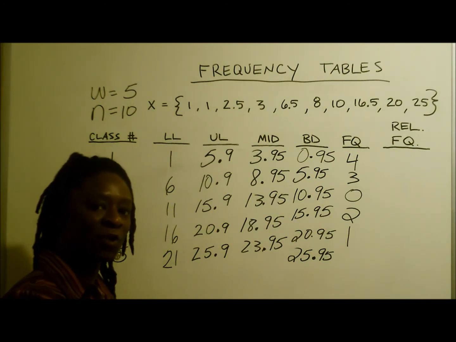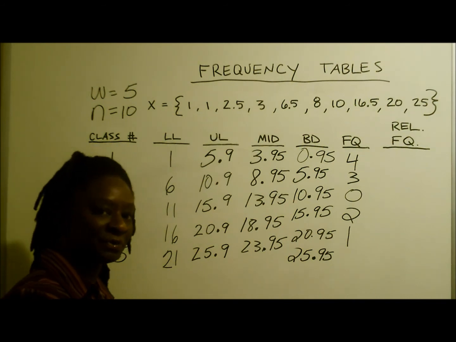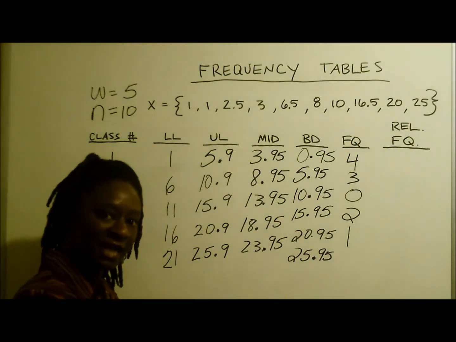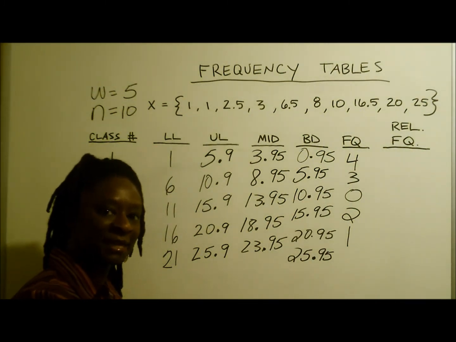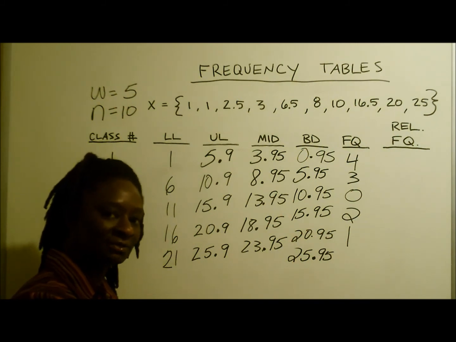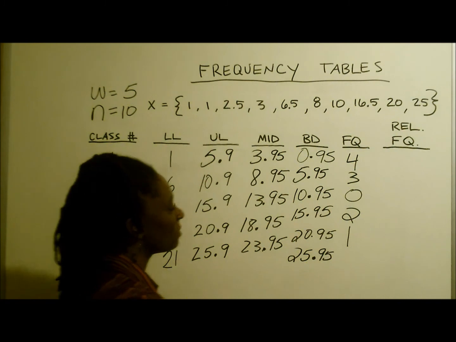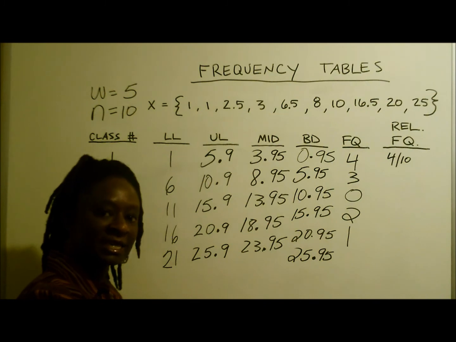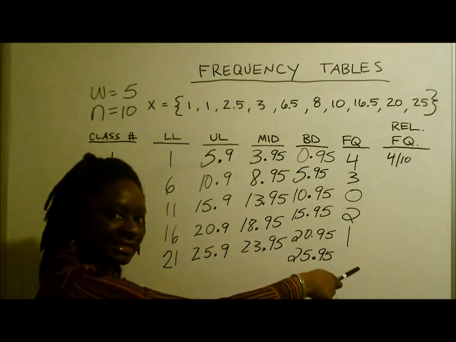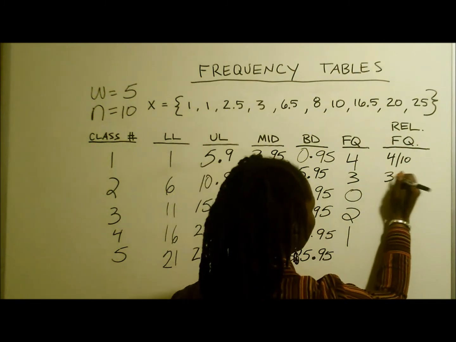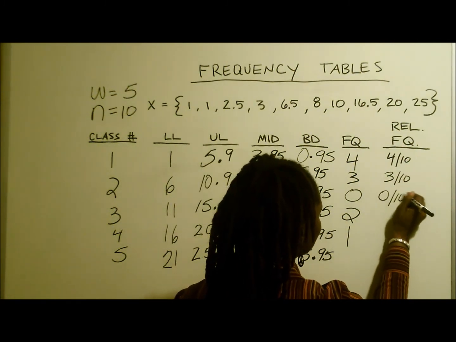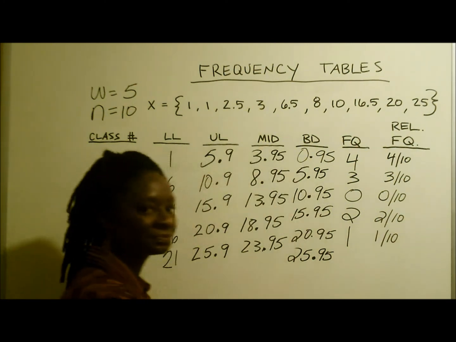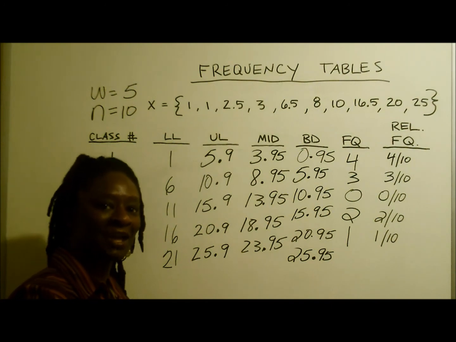Our final step is to find our relative frequency. This is real simple. All we have to do is take our regular frequency and set it over our sample size. Relative frequency can be listed as a decimal or a fraction. I'm going to use fractions. So our first relative frequency is 4 out of 10. And we just follow the list down. 3 out of 10, 0 out of 10, 2 out of 10, and 1 out of 10. And this is how you set up a frequency table.